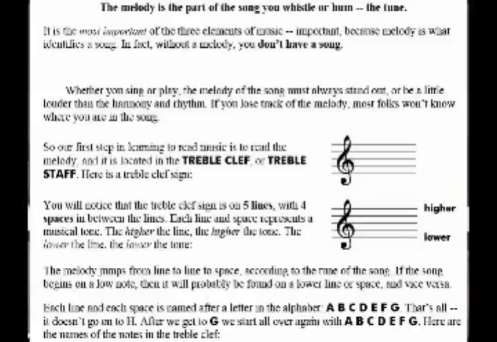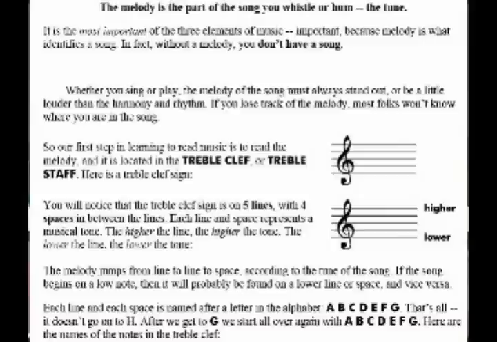So melodies in sheet music are written, for the most part, 95% of the time, in the treble clef. The treble clef is a staff of 5 lines and 4 spaces, and music goes up and down on that staff. So the bottom line of the staff in the treble clef is E, the second line is G, the third line is B, fourth line is D, and the fifth line is F.